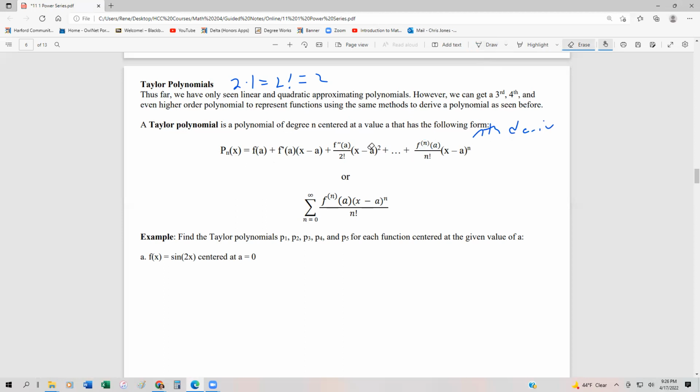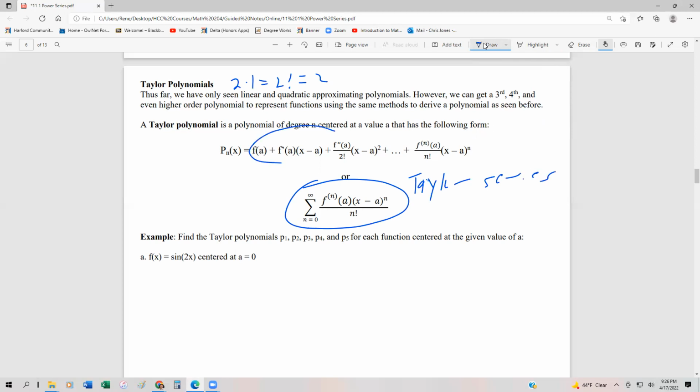Another way to write that, centered about a value a, is to use Taylor polynomials or Taylor series. So this is a Taylor series, and this is a Taylor polynomial. And again, if you wanted to try to derive this, you very easily could do it by finding C3, C4, C5, just like we did in the second video in the series.